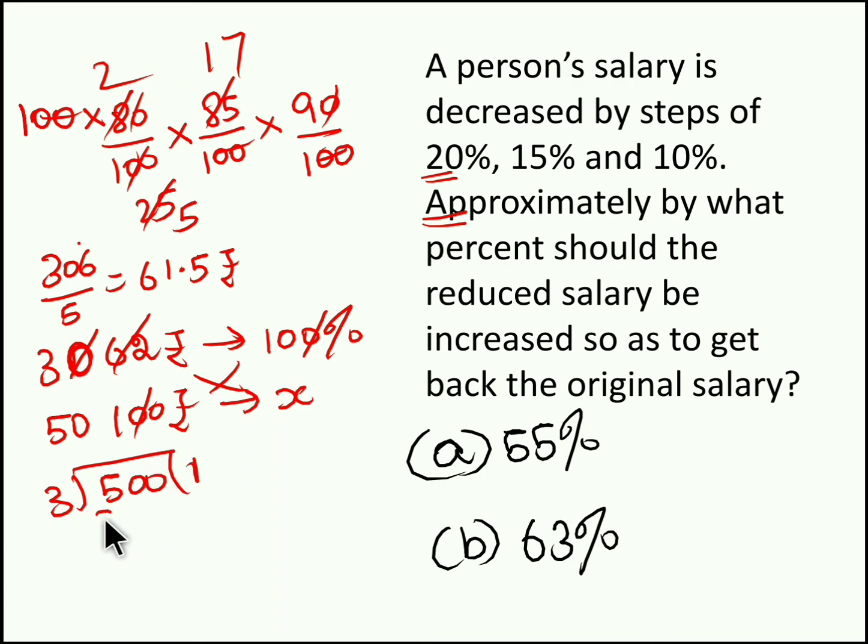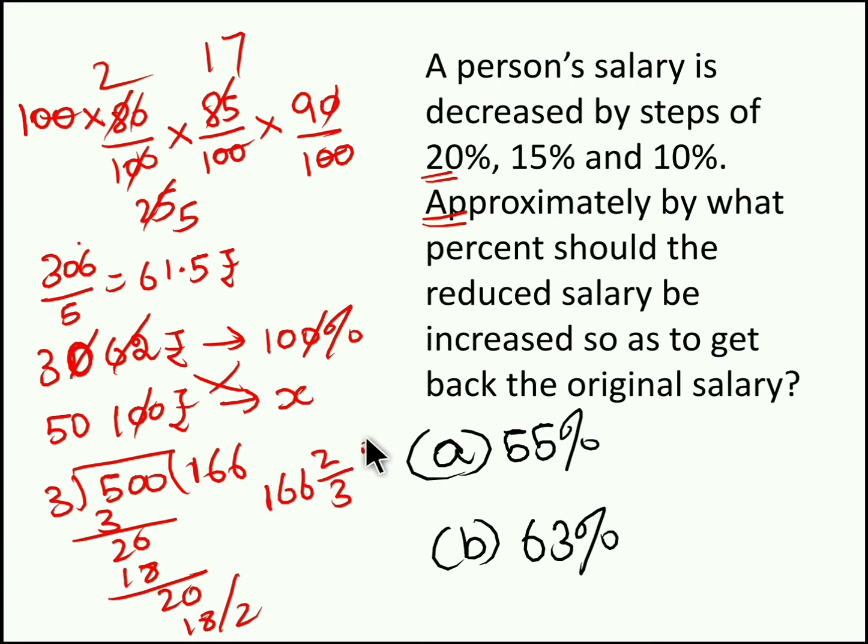So 1 times 3, 20, 6 times 18, 2, 0, again 6 times 18, remainder 2. Now you can write these values in mixed fractions: 166 2 by 3%. So initially his salary was 100%. He has to increase 66 2 by 3% to get back his original salary, that is 100 rupees. So the nearest value of 66 2 by 3 percentage is 63 percentage. So the answer for this question is 63 percentage.